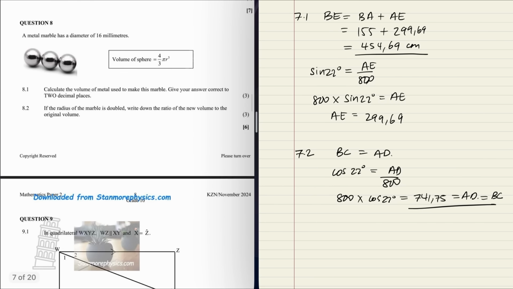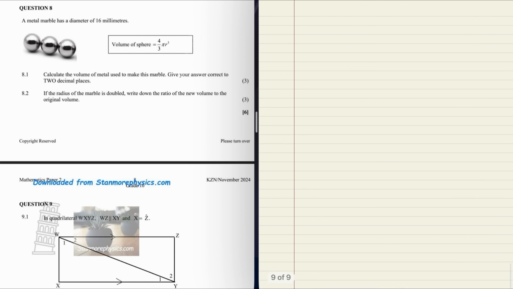Now let's take a look at question 8. A metal marble has a diameter of 16 millimeters. They then tell us the formula for volume. Volume is equal to 4 over 3 pi r cubed, and that's for a sphere. Question 8.1. Calculate the volume of metal used to make this marble. Give your answer correct to 2 decimal places.